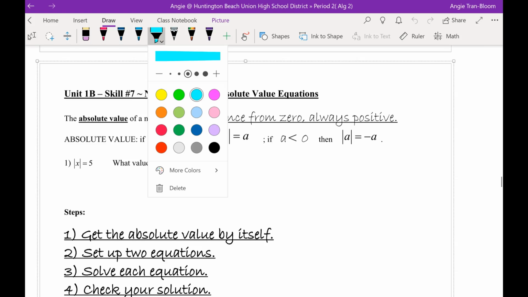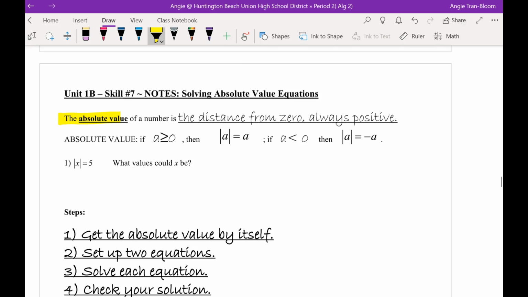Can you please help me read the absolute? Okay, so the entire line right here. Joe's not here. Emma H, can you help me read that entire line, please? The absolute value of a number is the distance from zero, always positive. Good. You can't say, I just ran a negative distance, can you?